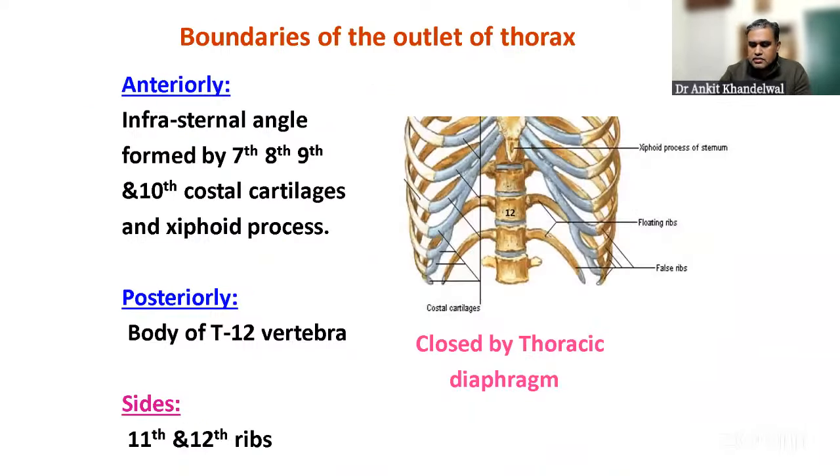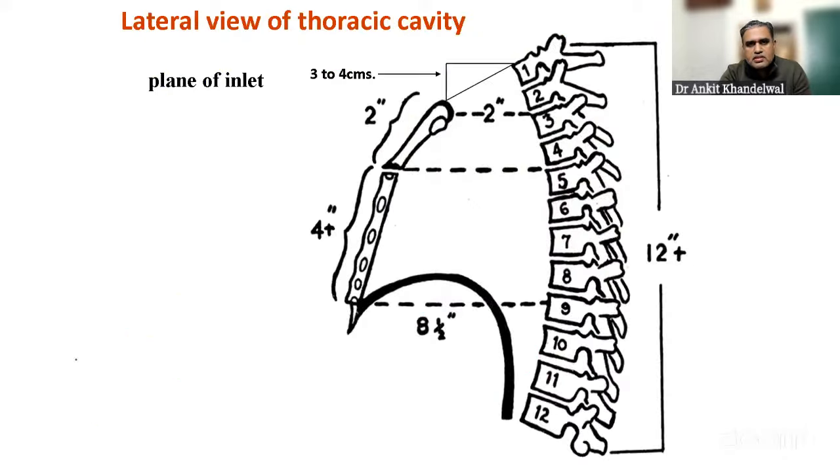Remember that. Then about the outlet, similarly as inlet, we talk about boundaries. Outlet is this lower part. So anteriorly we have this structure, posteriorly we have the obvious. Here comes the T12, sides we have the 11, 12 ribs. In the inlet, it was the T1. Here we have the T12. Okay, so just remember, this is how in point-wise you have to give the answer. Simple as that. These are slides basically for that.